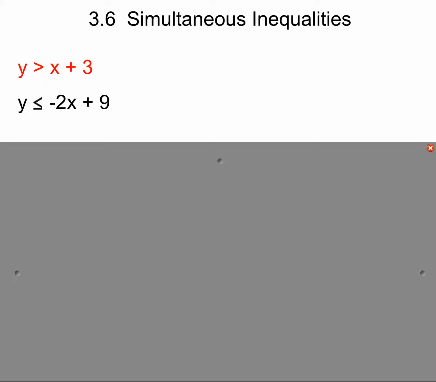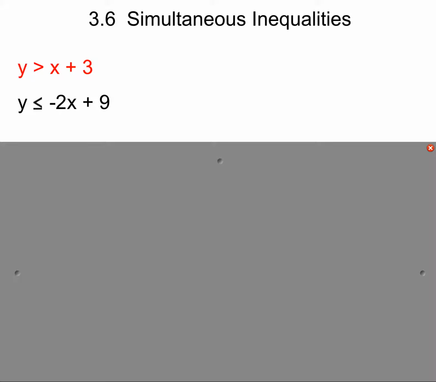3.6 Simultaneous Inequalities. So this is very similar to what we have been doing, except now we're working with inequalities as opposed to equations. You'll notice we have two inequalities here, and you can have more than that. And we are not looking for necessarily an overlapping point. We are looking for an overlapping region, because remember, when you graph inequalities, you are doing a lot of shading. So you're going to see in a minute what this looks like.